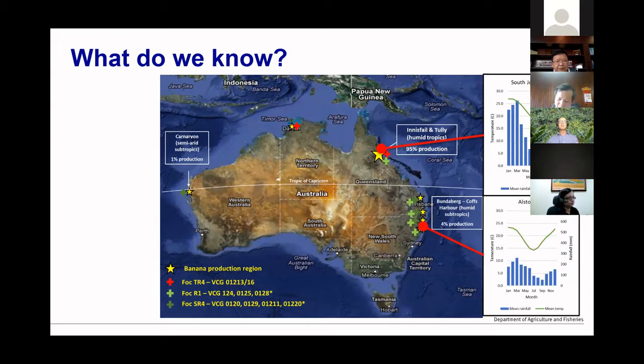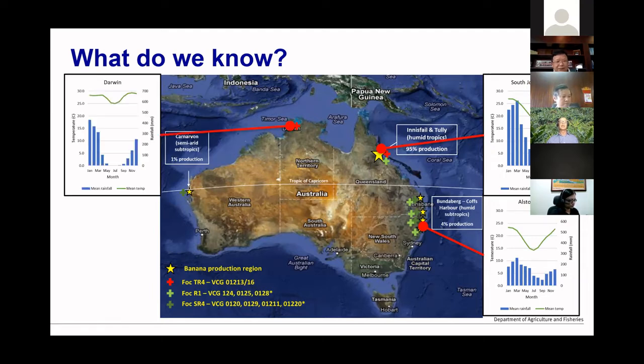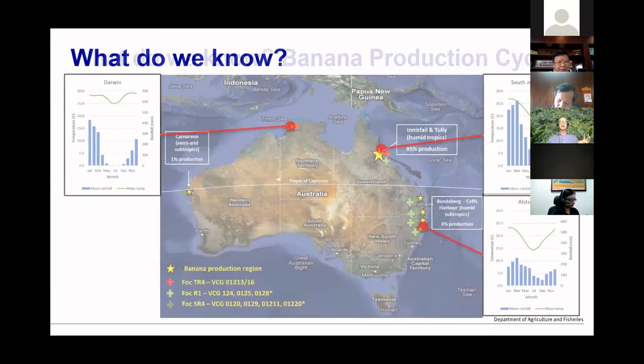Then there is a subtropical area that is much cooler during the winter months and has lower rainfall, producing around 4% of the production. And thirdly, we'll be focusing on a small production area near Darwin, which has higher uniform temperatures and a very monsoonal rainfall pattern. In each of these banana production areas, though, the cycle is similar.